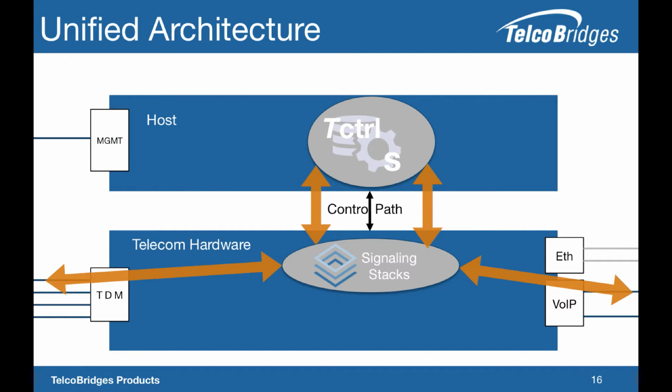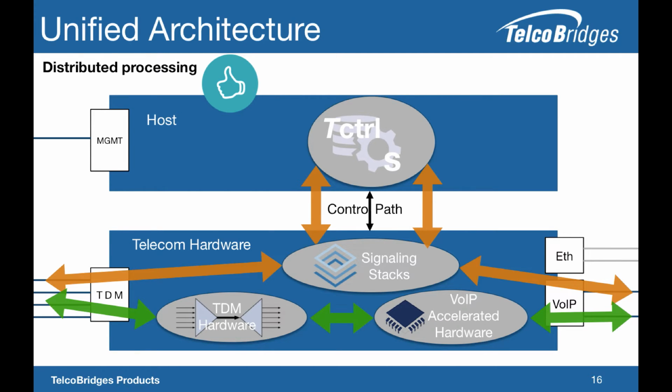So let's look inside one unit regarding the signaling and the media path. First, the signaling path coming from the TDM or the voice over IP side is reaching the signaling stacks running on the telecom hardware, while on the host you get the T-Control operating software receiving signaling messages from the telecom hardware and then processing and routing the calls. So you get a distributed processing. Part of the processing is done by the signaling stacks and part of the processing is done by the T-Control operating software.